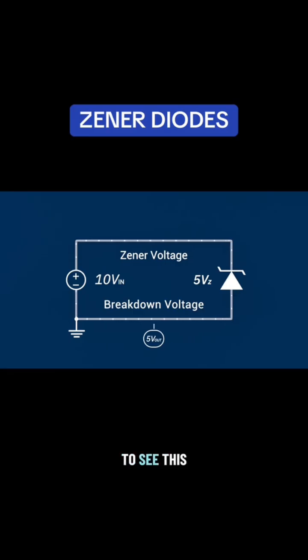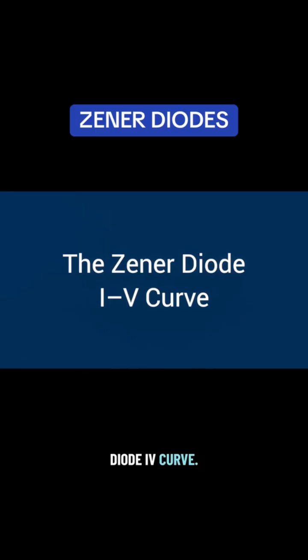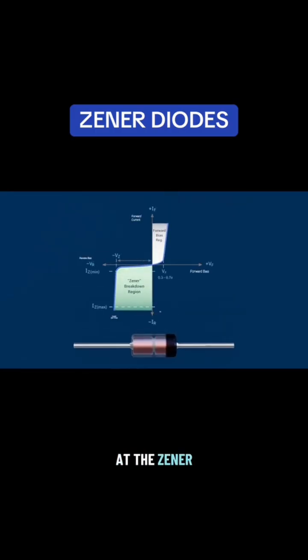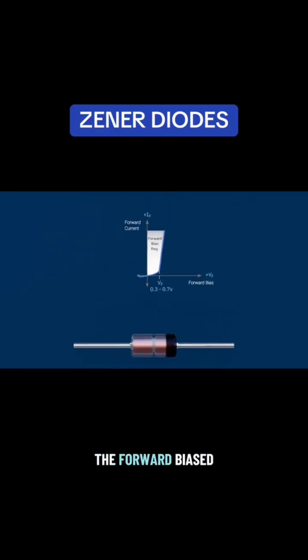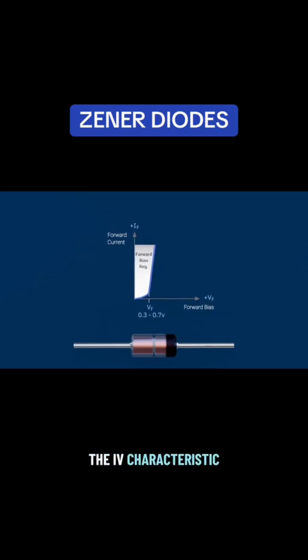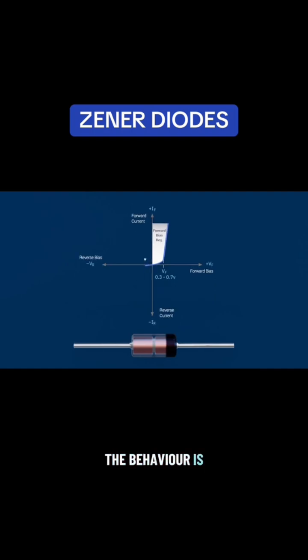The clearest way to see this behavior is by looking at the Zener diode current voltage characteristic, or IV curve. The Zener diode IV curve. If we look at the Zener diode IV curve in the forward bias direction, the IV characteristic looks just like that of a standard silicon diode. The current remains very small at low voltages and then increases sharply once the forward voltage exceeds the junction's turn-on threshold. In reverse bias, however, the behavior is very different.